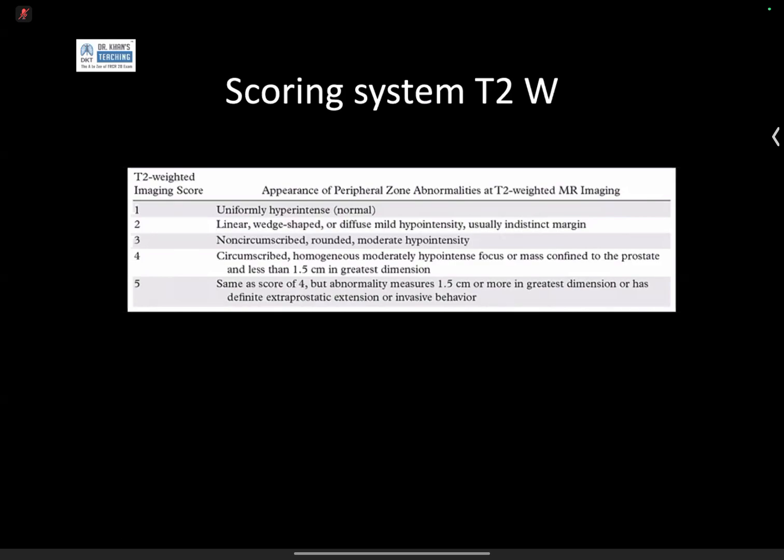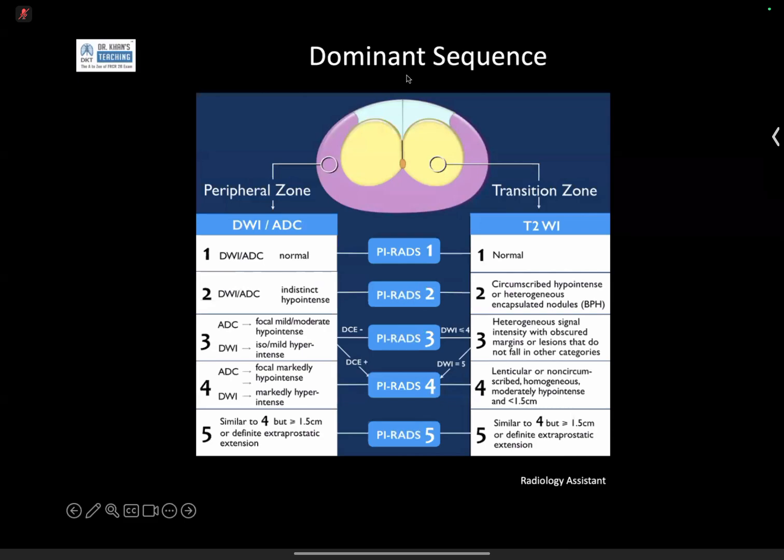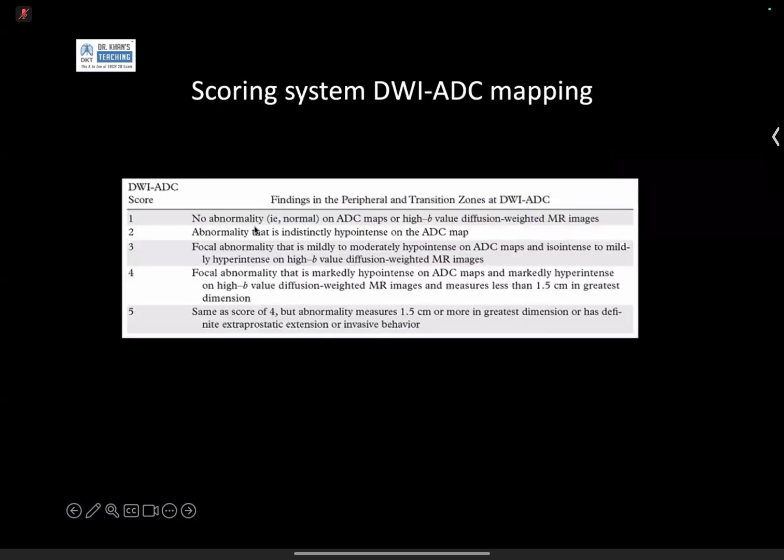So remember this. And there is a concept of, we call it dominant sequence. So for peripheral zone, the dominant sequence is the DWI sequence. For transition zone, the dominant sequence is T2. So indirectly, whatever the score is on a T2, for transition zone, your final score will be that. And in the peripheral zone, DWI will guide the score.